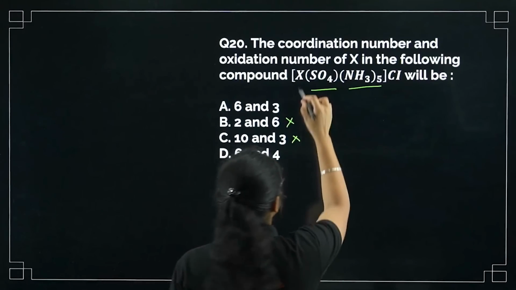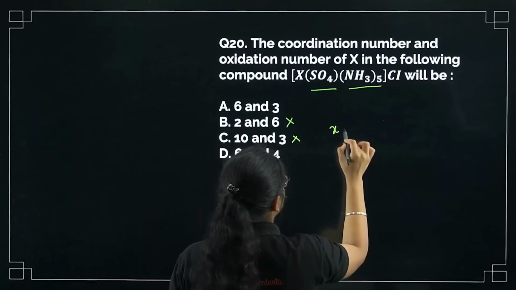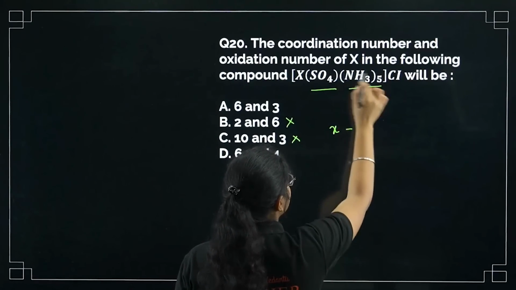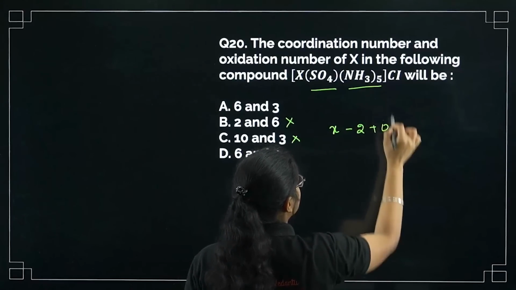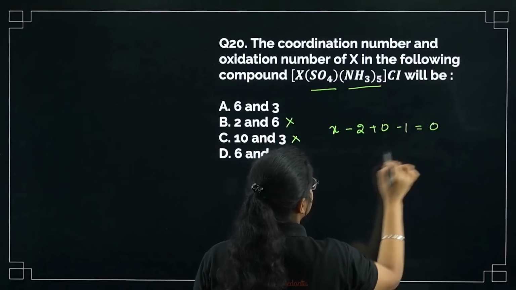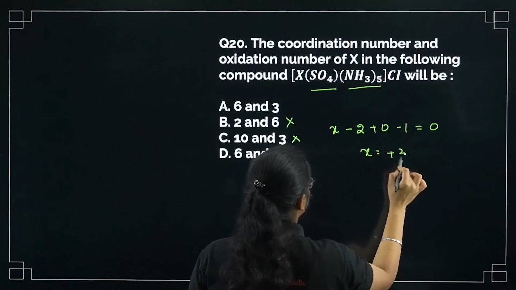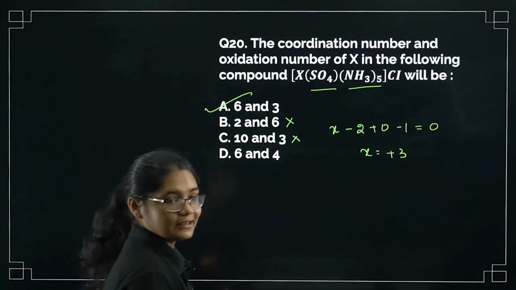Now talking about the oxidation number, let this one be X. Sulfate ligand charge is -2. This is a neutral ligand. That, and then chlorine is -1, and the total is equal to 0. So X will be equal to +3, option number A here.